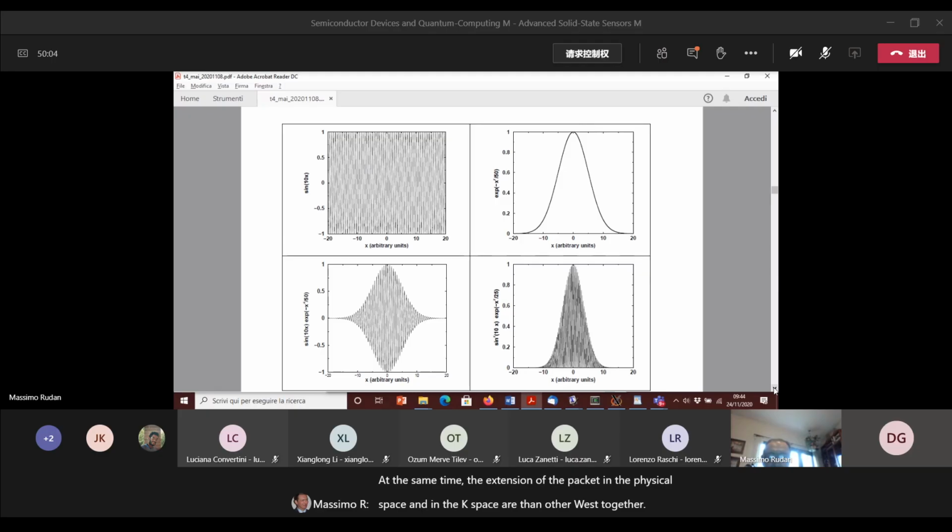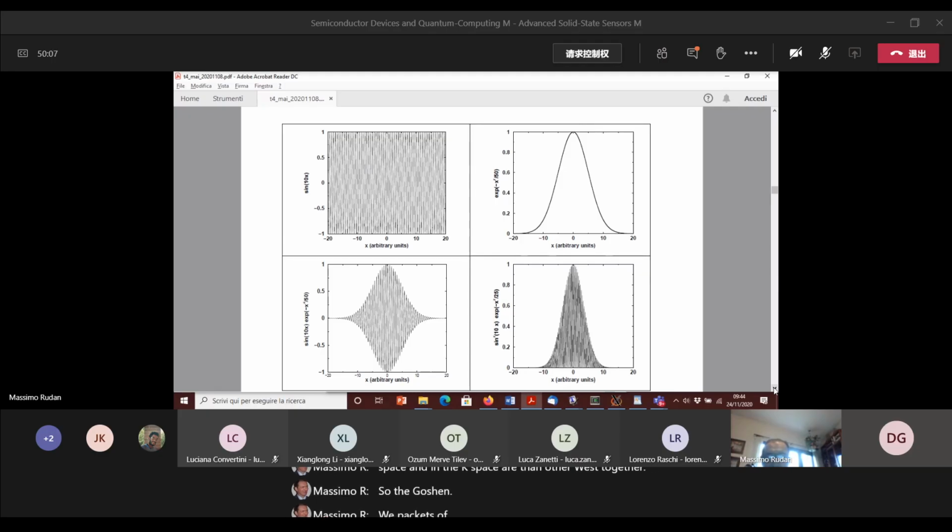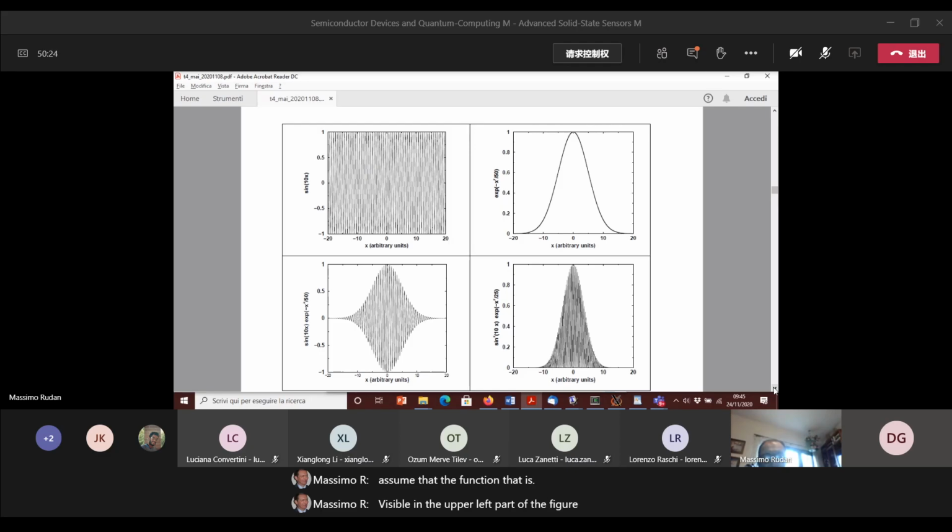So the Gaussian wave packets are very convenient. Qualitatively, assume that the function that is visible in the upper left part of the figure is some exponential of jkx. It is not, because it is written sine of 10x, so it is a sine. It's just one of the two parts of the complex exponential. Anyhow, that is an oscillatory function, okay?